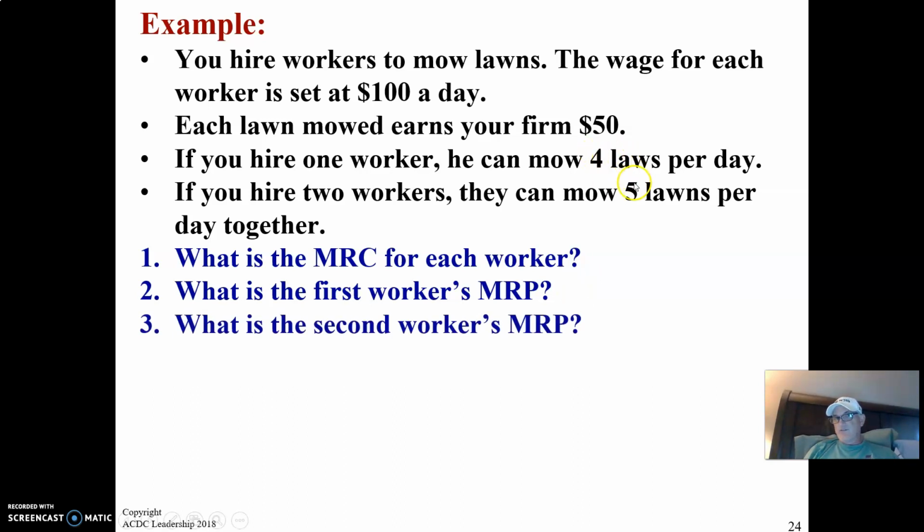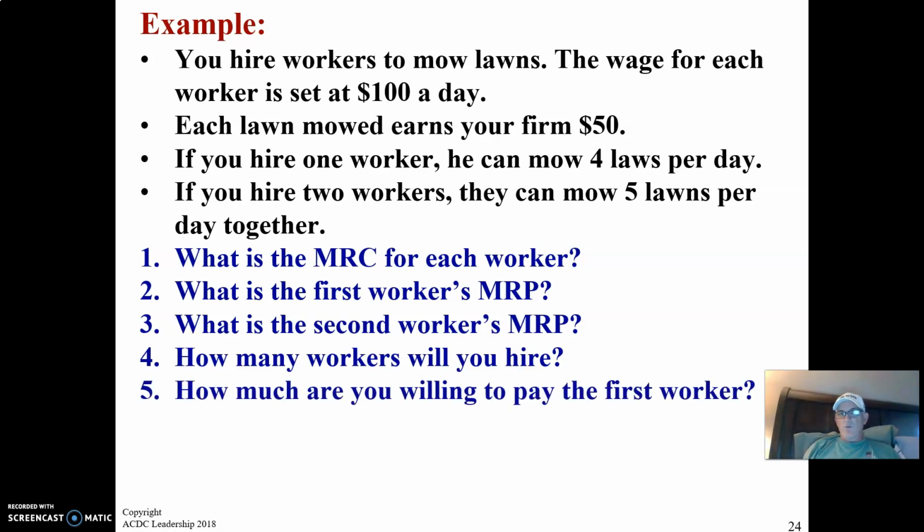Well, we could go from 4 to 5. He's only bringing 1 more lawn to the table. Right? He's only increasing our business by 1 more lawn. So his MRP is $50. And how many workers should we hire? We talked about it already. We should only hire 1 worker.